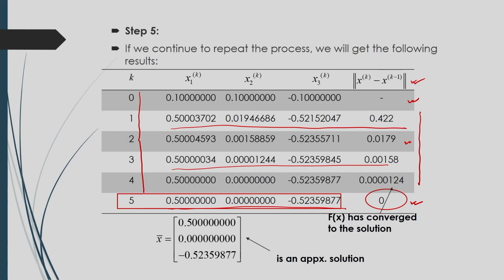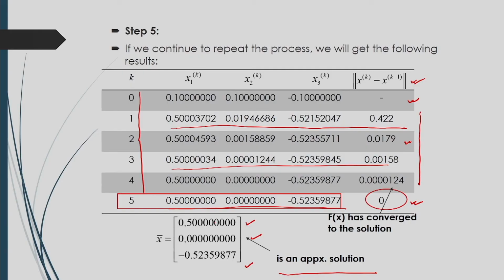So, here x at that point will be equal to 0.5, 0 and minus 0.52359877. This is an approximate solution of those nonlinear equations. Here there are 3 nonlinear equations and 3 unknown variables, and those 3 unknown variables are 0.5, 0 and minus 0.523 like this. In this way you can estimate the solution of nonlinear equations, and this is the best way to find the solution if there is more than one nonlinear equation.